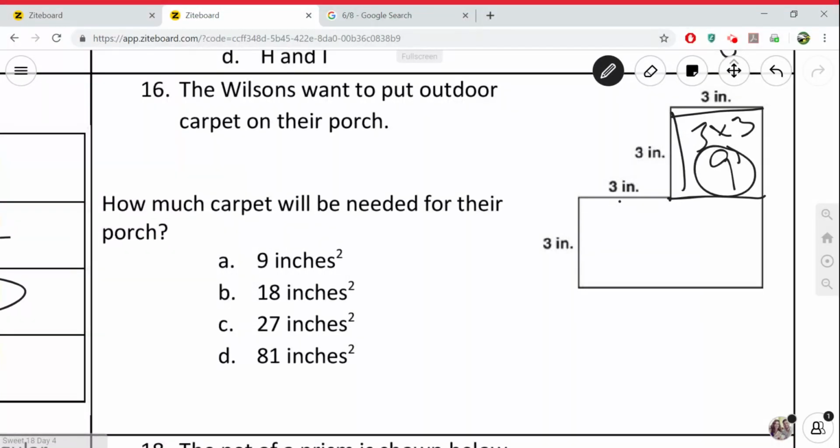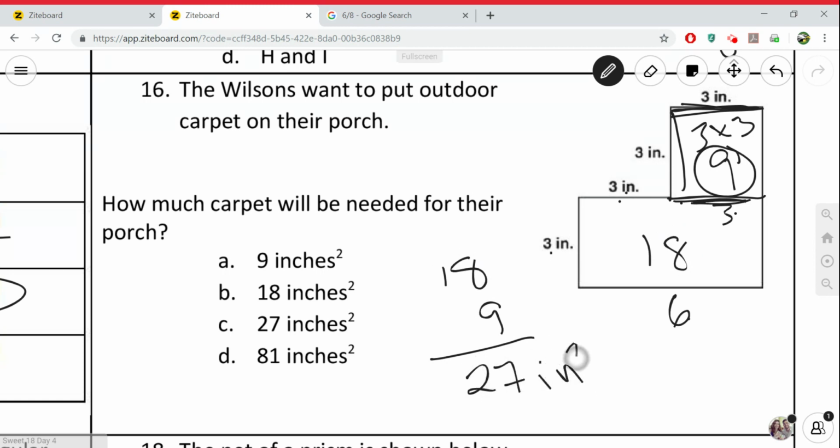So then this one down here, I know that's 3. This up here is 3. So that means this guy down here is also 3. So 3 and 3 together makes 6. So I have 3 times 6 gives me 18. And so I take 18 plus 9, and I get 27 inches squared. So that's going to be C.